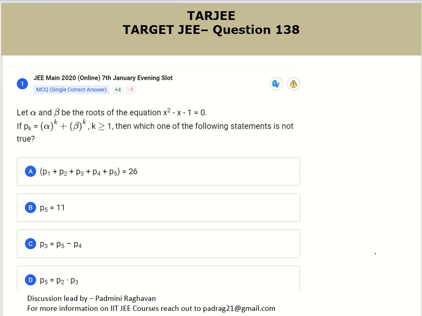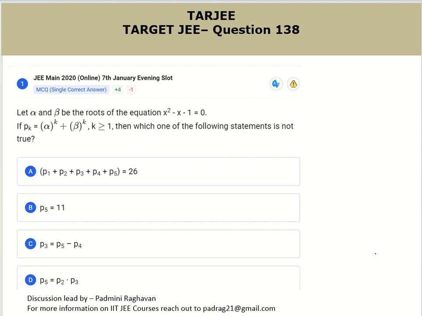Let alpha and beta be the roots of x² − x − 1 = 0. If Pk = α^k + β^k, where k is greater than or equal to 1, which of the statements is not true? So we can see a couple of statements: P1 + P2 + P3 + P4 + P5 is 26, P5 is 11, P3 is equal to P5 − P4, P5 is equal to P2 into P3.